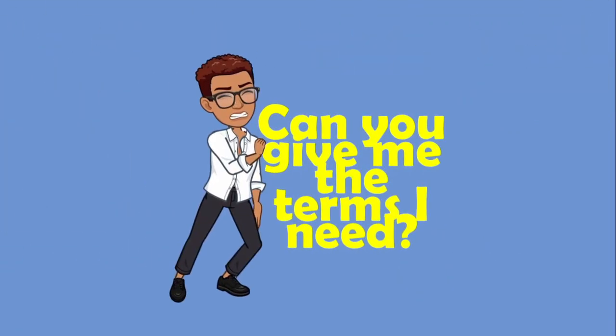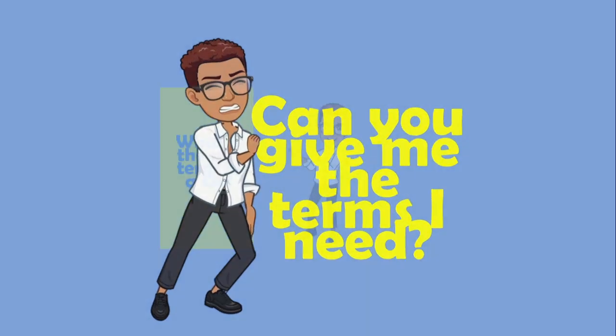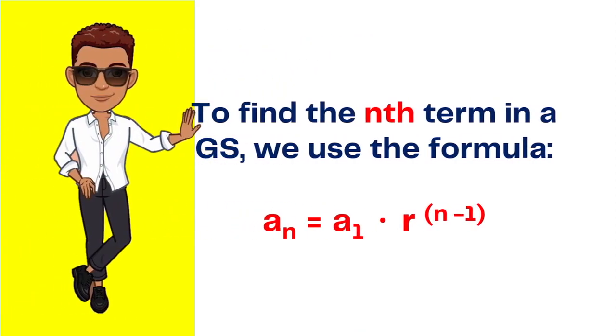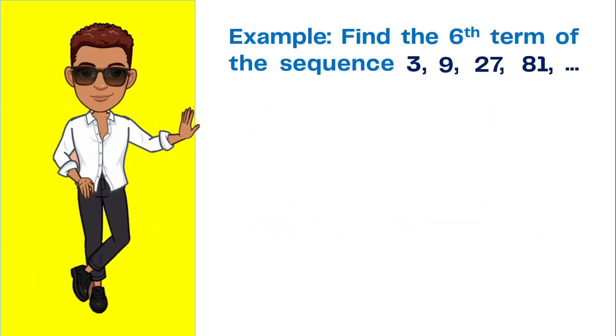Now, let's discuss how to find the end term in a geometric sequence. But how will we find the end term in a geometric sequence? To find the end term, we use the formula a sub n is equal to a sub 1 times r raised to quantity n minus 1.